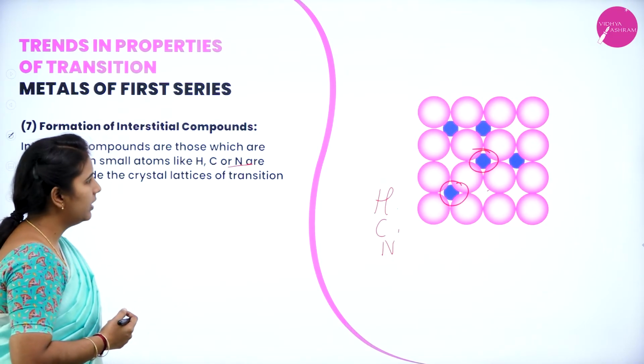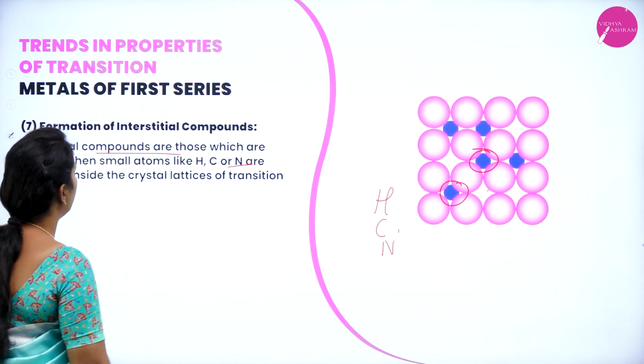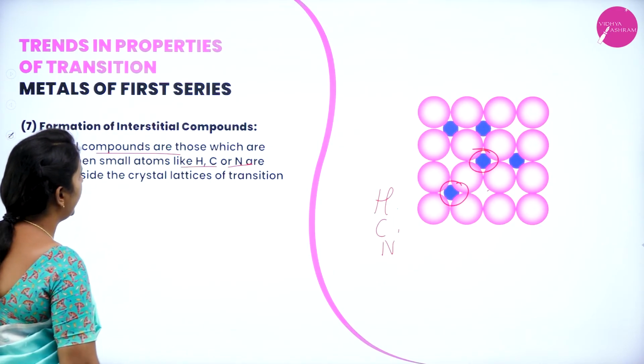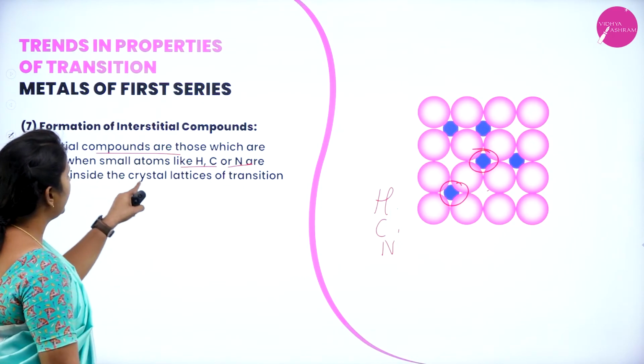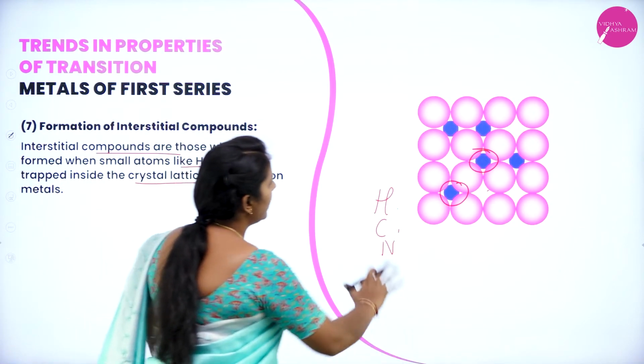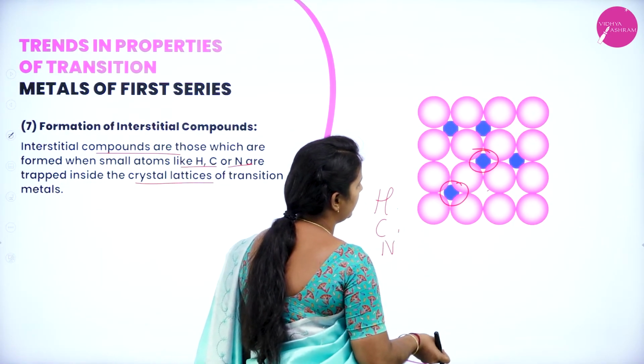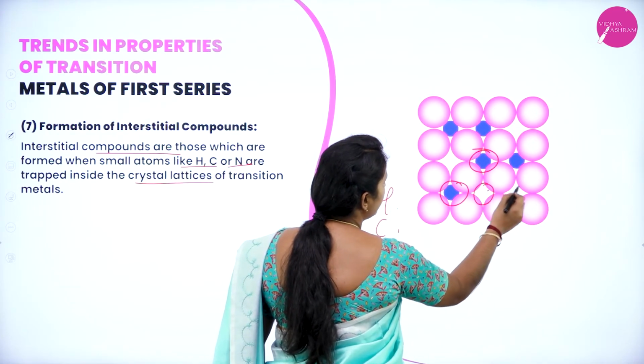What does it mean? The interstitial compounds are those which are formed with small atoms like carbon, hydrogen and nitrogen, which are trapped inside the crystal lattices of the transition metal. Imagine this is a crystal lattice of scandium or titanium or any other metal. These are some of the vacant sites.